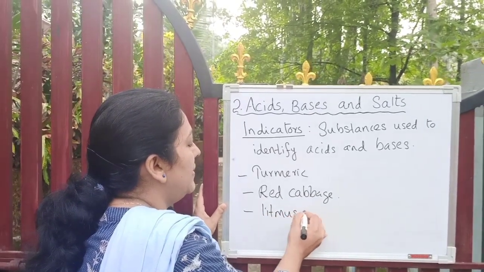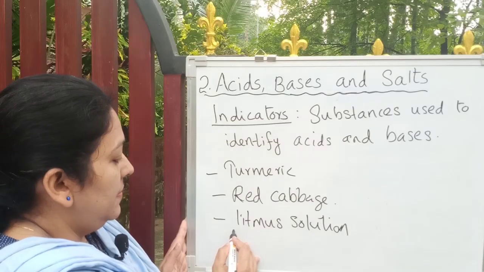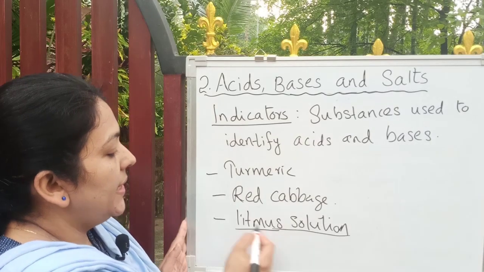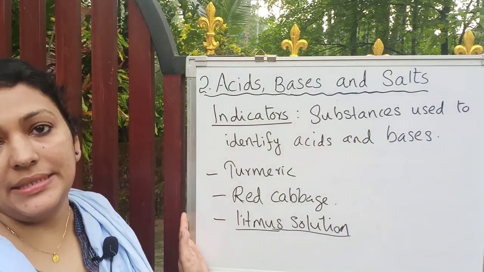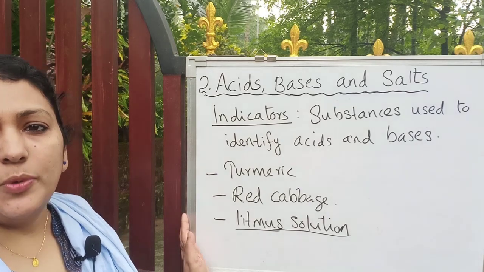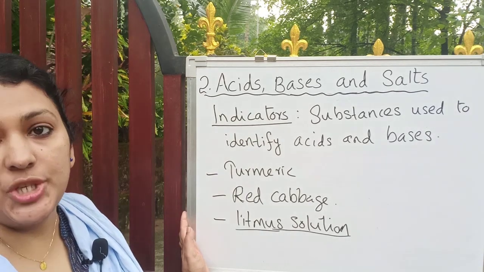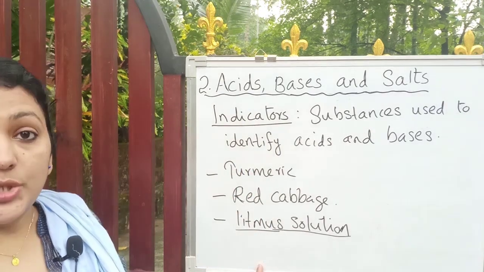Litmus solution is considered a natural indicator because it is extracted from a plant called lichen. It can also be pronounced as lichen. Okay, litmus solution. So these are natural indicators.